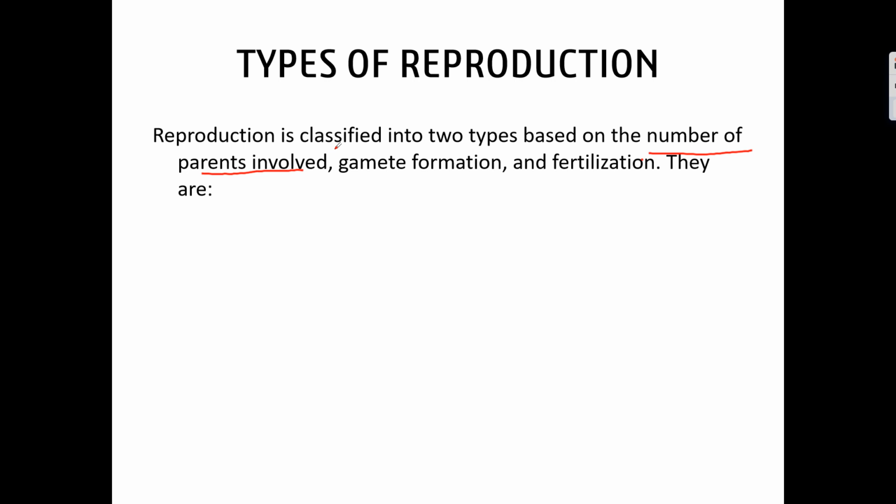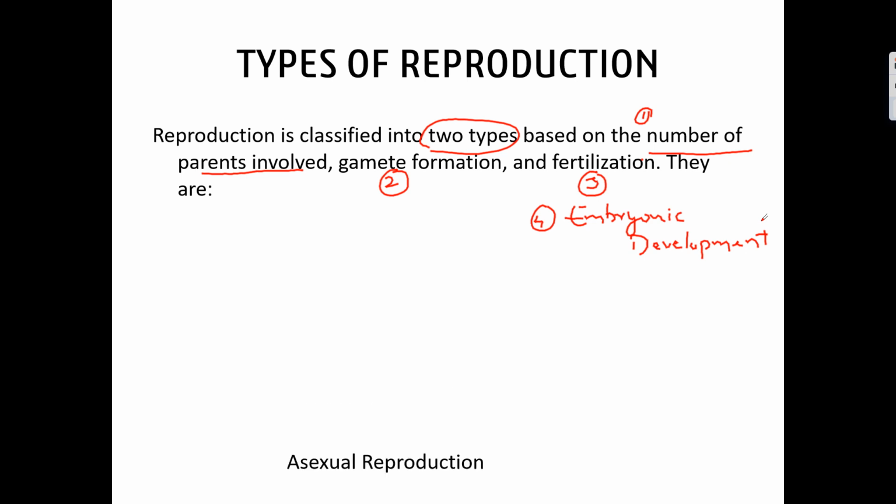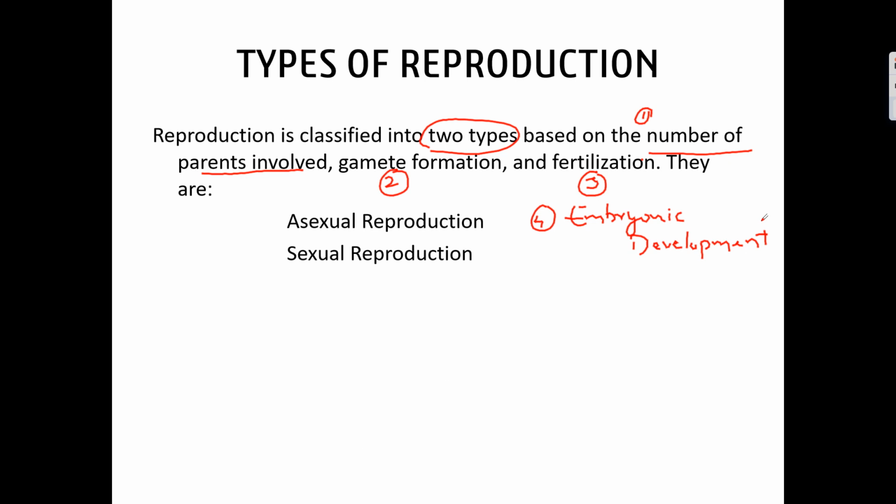Listen carefully to this point. They are classified into two types based on the number of parents involved. This is one point. And the second one is gamete formation, whether there is gamete formation or not. The third one is fertilization. And the fourth one you can call embryonic development also. So based on these four parameters, reproduction is classified into two types: sexual reproduction and asexual reproduction.